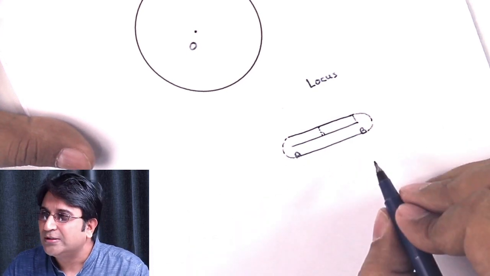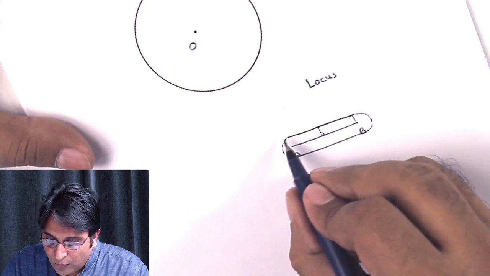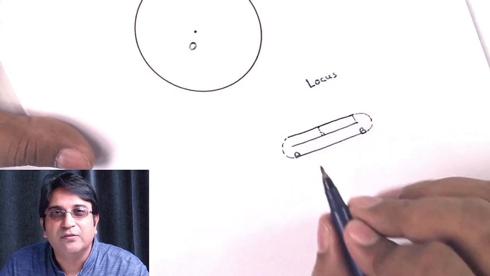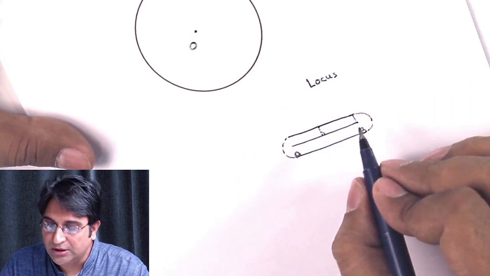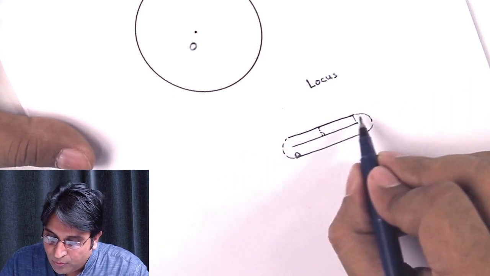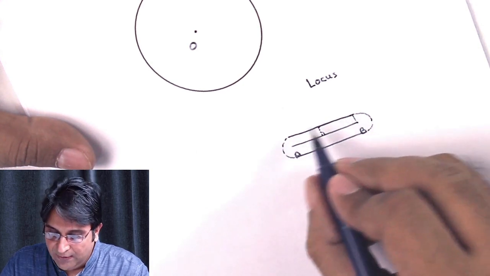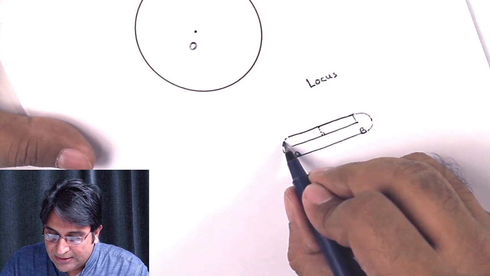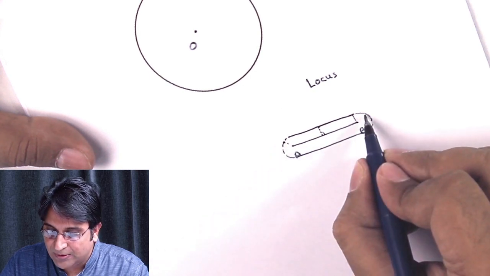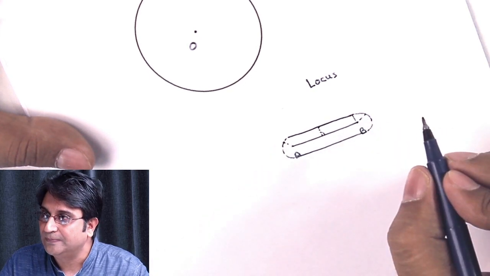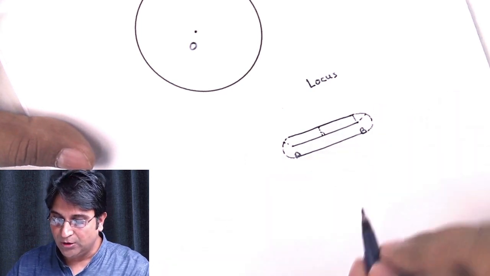So do you get an idea of what is locus? It is just the set of all the points which is satisfying a given condition. In this case, what is the condition? The condition is that all the points should be 1 centimeter away from the line. So you can check it. If you take any point, you'll see that its distance from the line segment is 1 centimeter. So that's the meaning of locus.